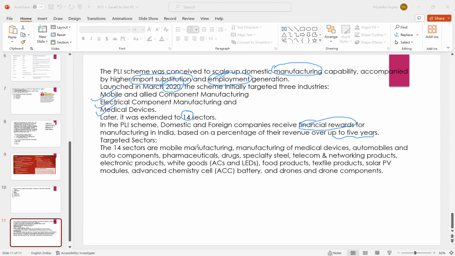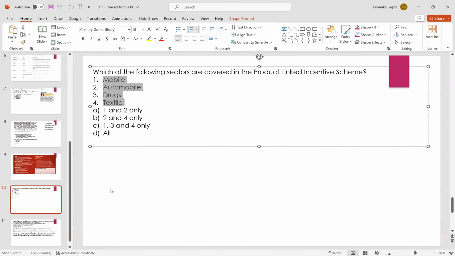What are the 14 sectors? Mobile, medical devices, automobiles, pharmaceuticals, drugs, steel, telecom and networking products, electronic products, white goods, which means the bigger electronic products, food products, textile products, solar PV modules, advanced chemistry cell ACC batteries, drones and drone components. From our given options, we can easily make out that all of A, B, C, D, which means 1, 2, 3, 4, are definitely correct, and our answer is D, all.